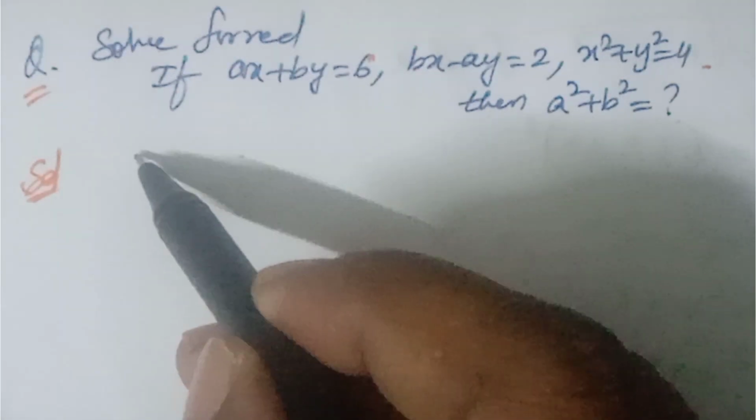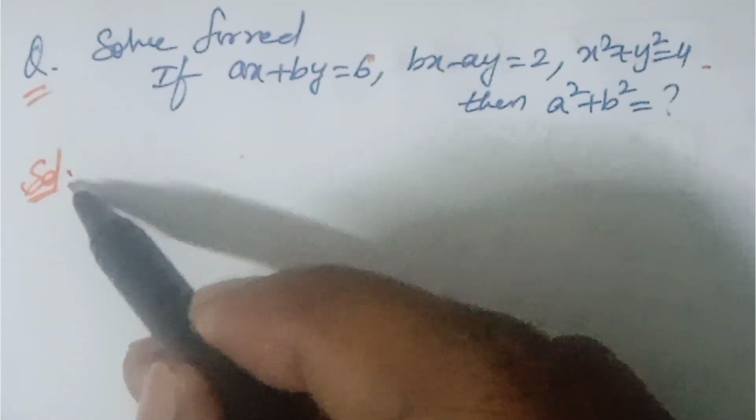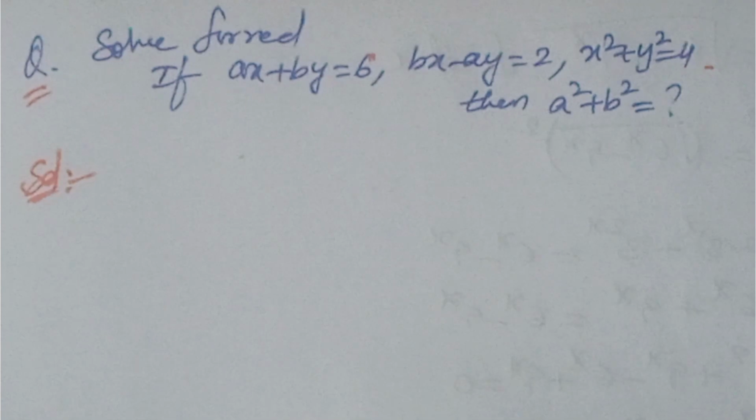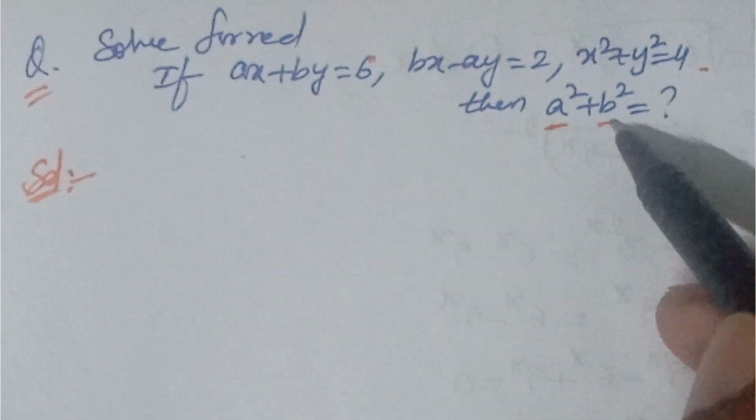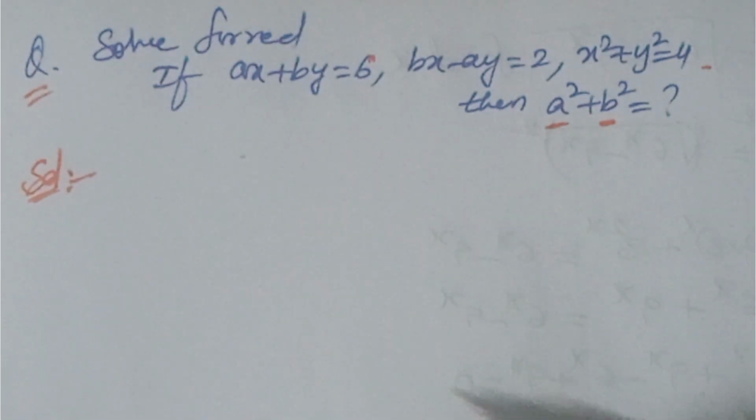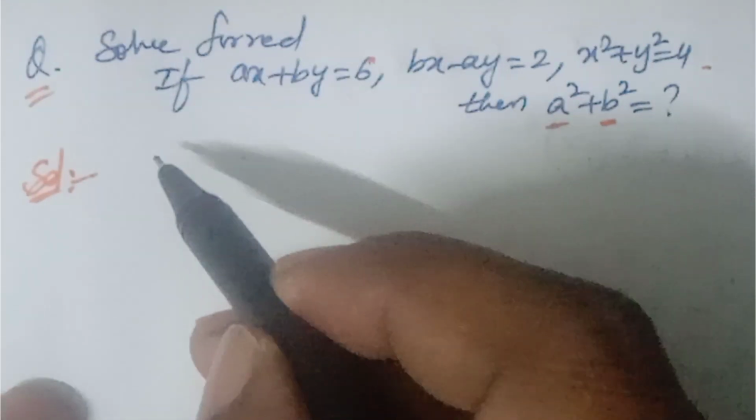So here what is the problem? First pause the video for 10 seconds and think about this problem. Can you get the answer, a square plus b square value? So here the logic is there.